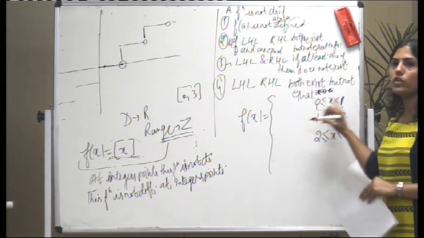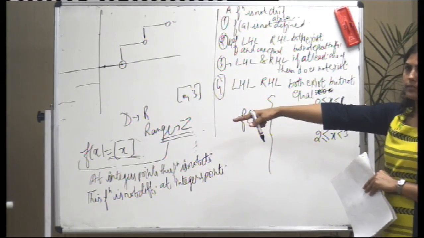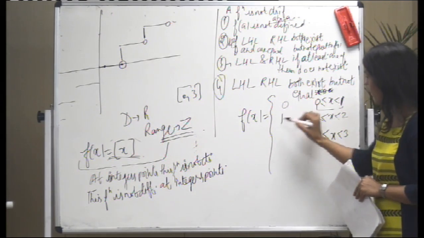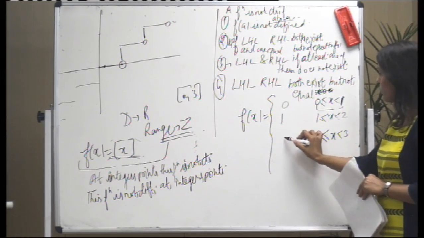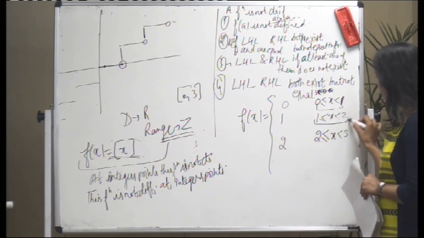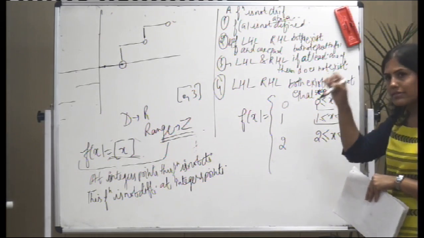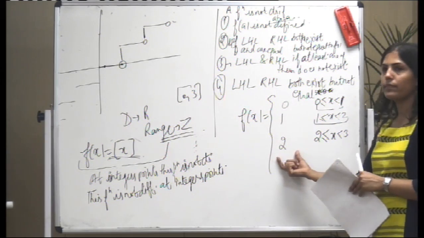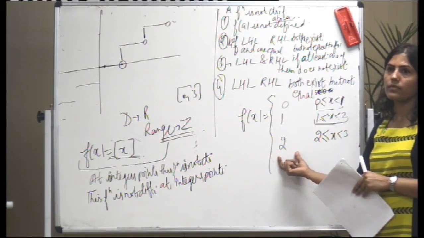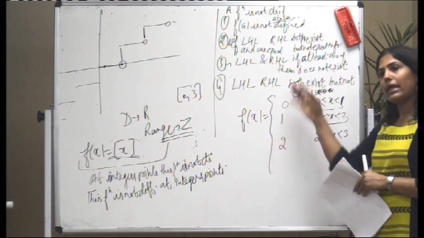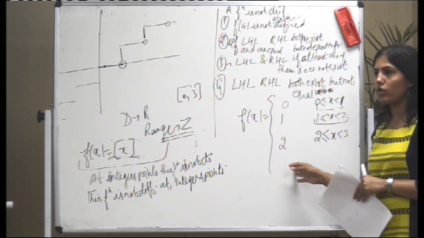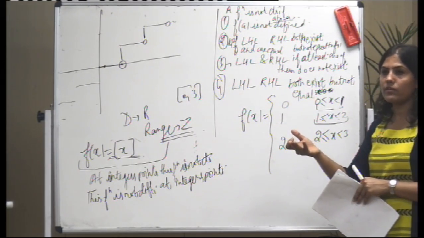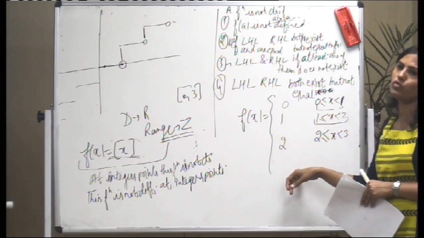For values 0 to 1, this function value will be 0. For values between 1 and 2, this value will be 1. For values between 2 and 3, this will be 2. Now you tell me: at integer points this is not differentiable. For inside points, will this be differentiable or not? You can see every time you are getting a constant. So derivative will be 0. So on other points this function will be differentiable.